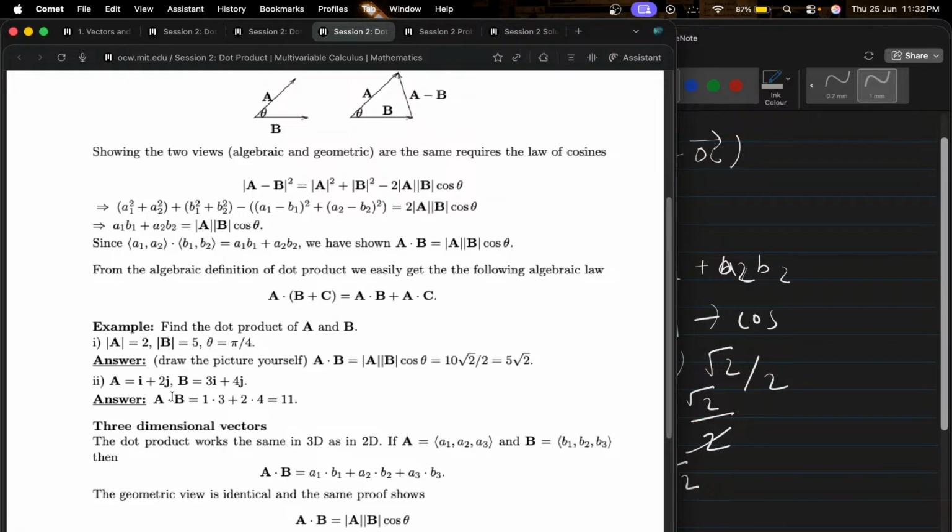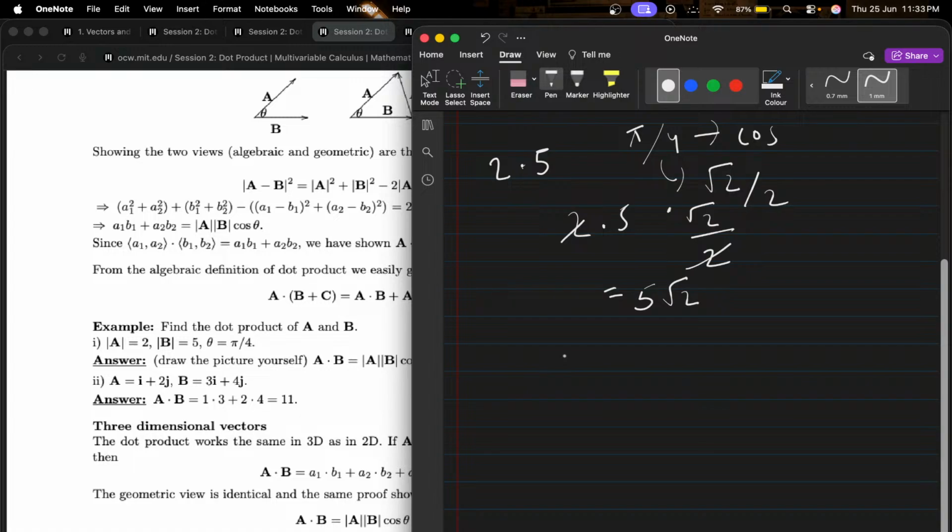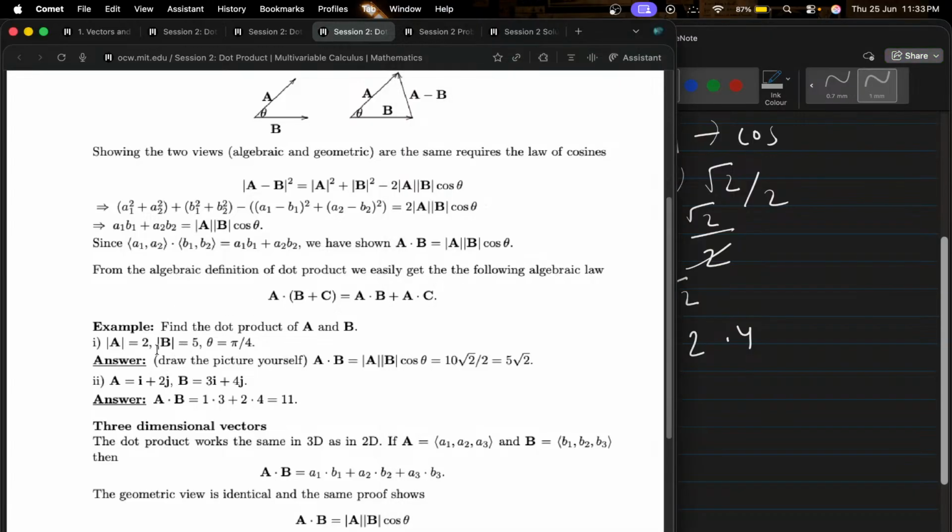This is 1 into 3, so A is this, B is this. What we have to find? We have to find A dot B. Okay, so isn't it simple? Let's see if my thought process is correct or not. So 1 into 3 plus 2 into 4. That's the whole thing now. So 8 plus 3, 11. Finally, right. Okay, we can move on to the next one.